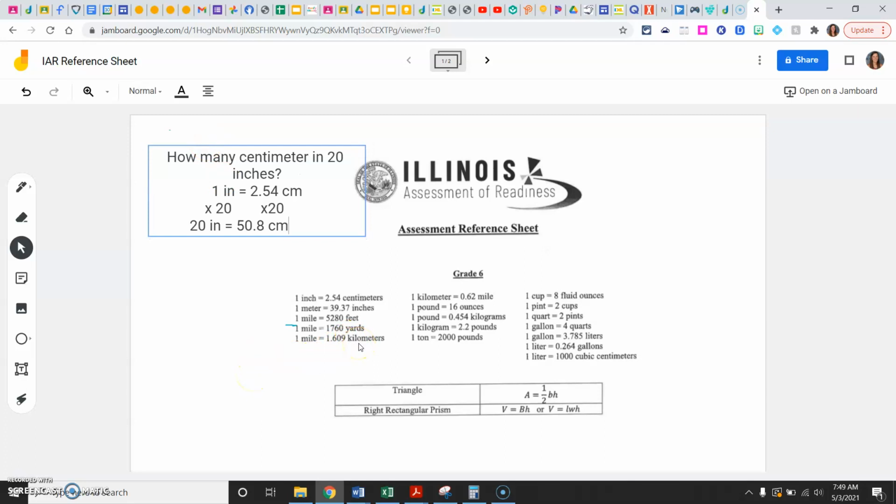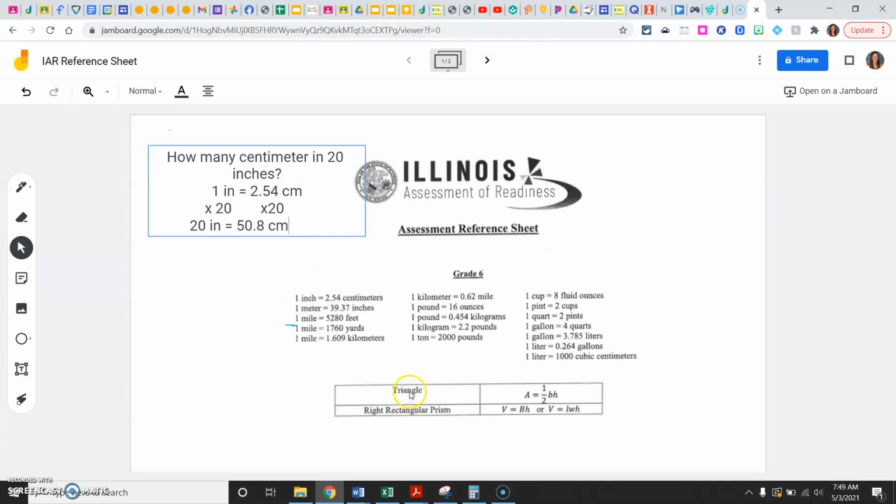Now I could do that for anything, whatever it asks me. If it asks how many kilograms are in a certain amount of pounds, how many tons if I have this many pounds, there are a lot of different things we could do. You're just really looking here for the labels of what is in your problem. I had centimeters and inches. I found the one that had centimeters and inches. All right, let's look at another thing.